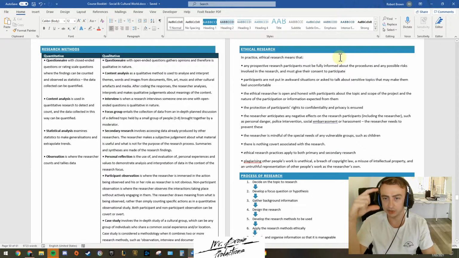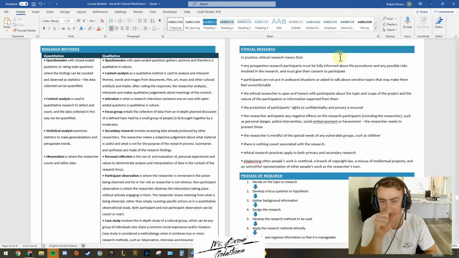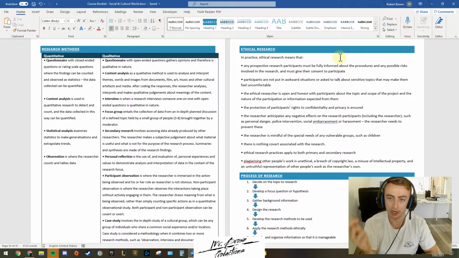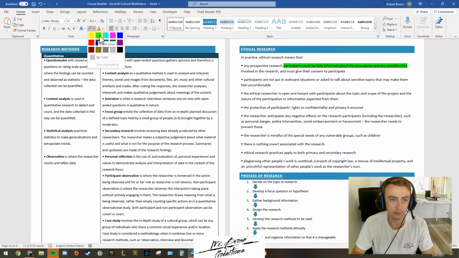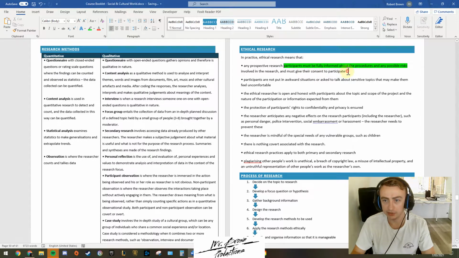So what I want you guys to do is, we'll see how we go, create a palm card that says ethical research, and then on the back I want you to do little dot points here. Now I only want you to write what I highlight. Okay, so participants must be fully informed about the procedures and any possible risks. So that would be the first dot point I would write. The second dot point I might write is that they must give their consent to participate.